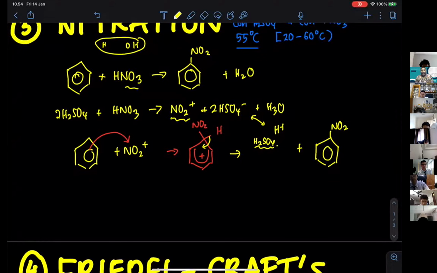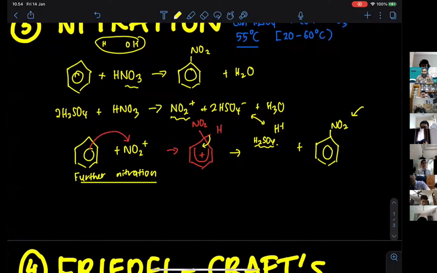But you need to remember this reaction does not stop there. There can be further nitration. Further nitration is very important because now we are going to use the NO2. NO2 is going to be an electron withdrawing group, which is different from an electron donating group. They are going to activate position 1, 3, 5. But position 1 is already taken by NO2 over here, so they are going to activate position 3 and 5.